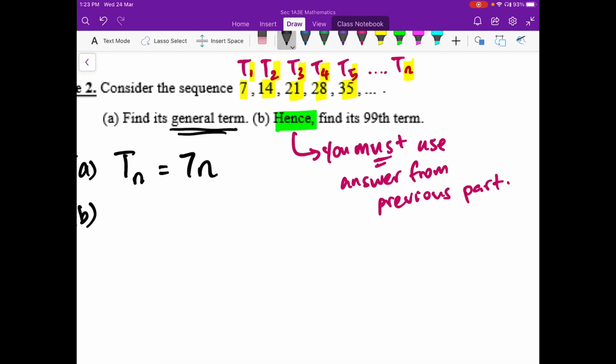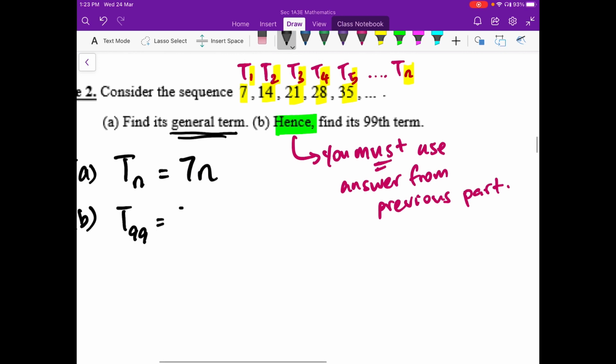We want the 99th term. So T99 will be 7 times 99. So 99 times 7, we get 693. Okay, this is the answer.